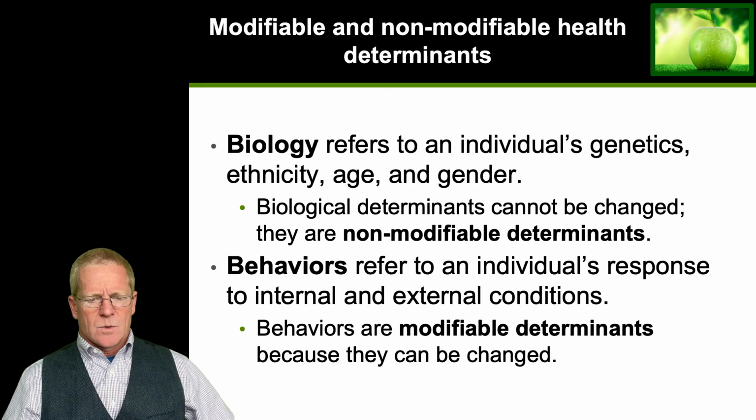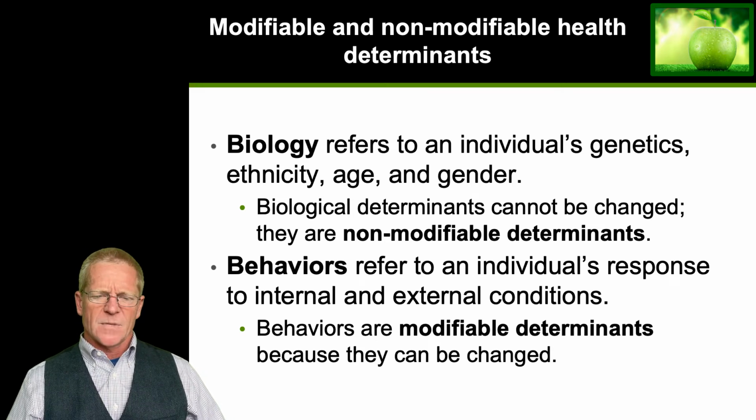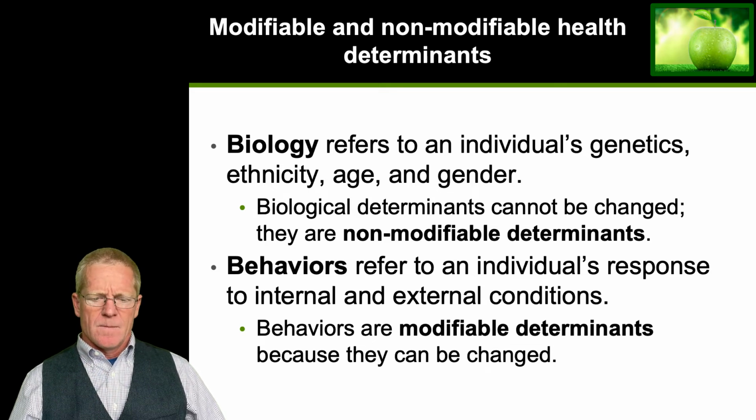Okay, so next we're going to talk about the factors that influence these factors of health. One of the key factors that influences us is our biology. It's our genetics, our age, ethnicity, gender. These are determinants that are non-modifiable. They're things we're more or less stuck with.